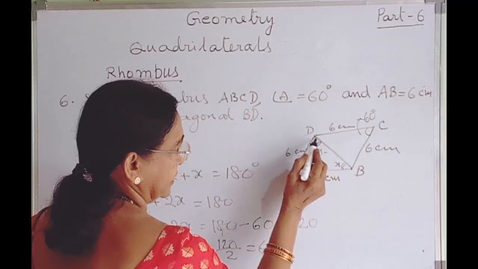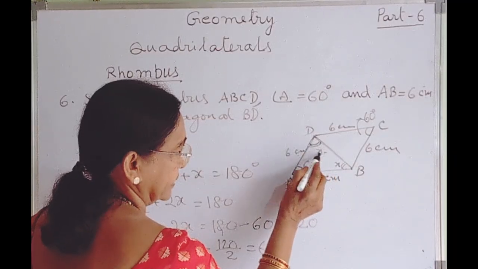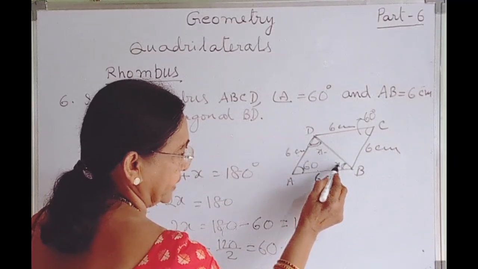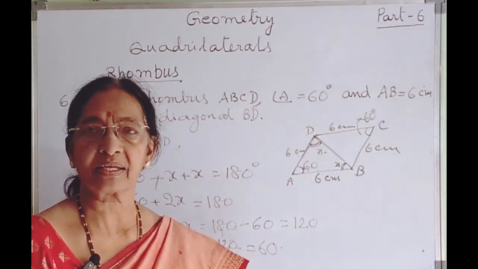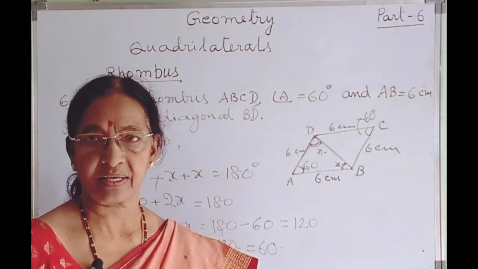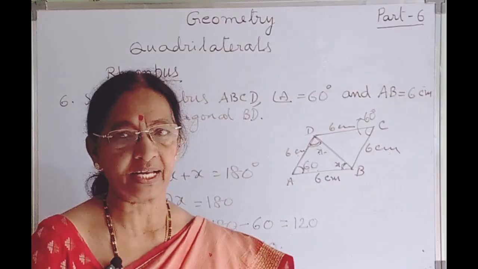Therefore, x is equal to 60. This angle at D is 60 and this angle at B is 60. Therefore, all the three angles are equal. If all the three angles are equal, all the three sides are also equal. It is an equilateral triangle.